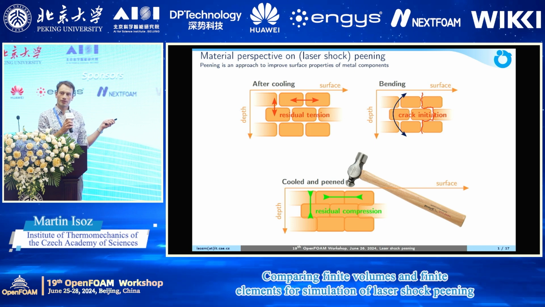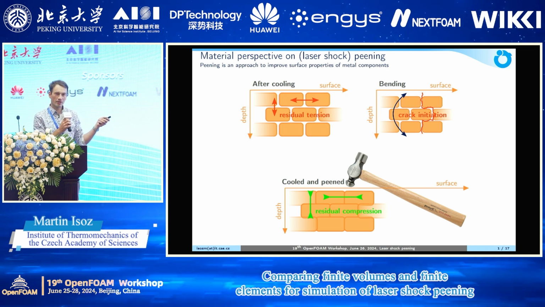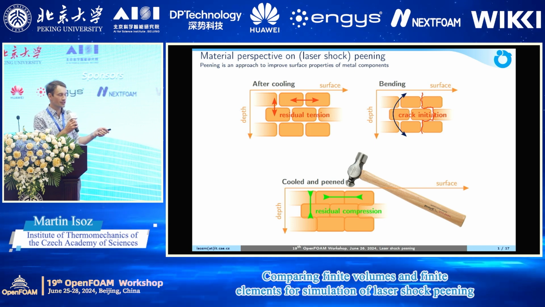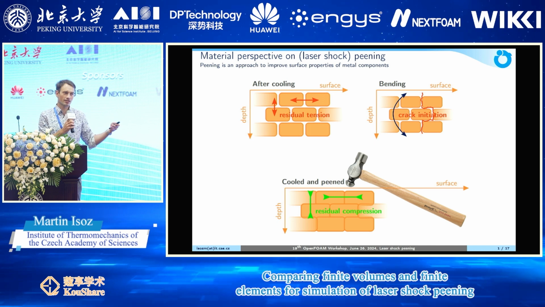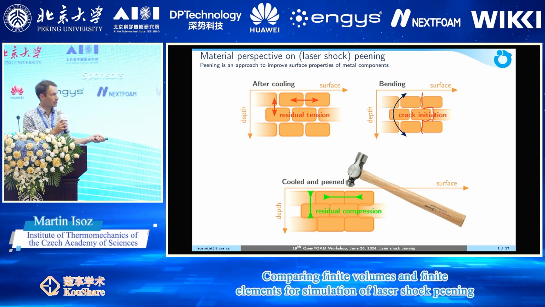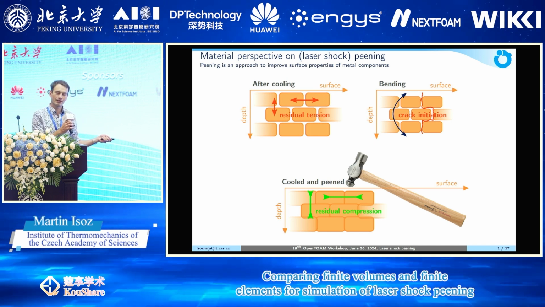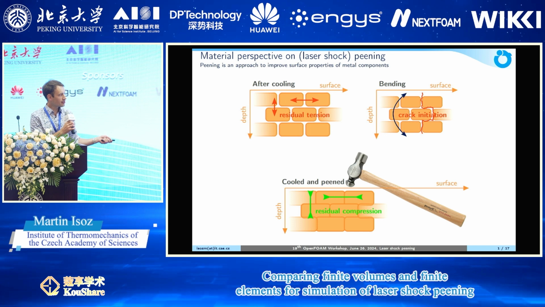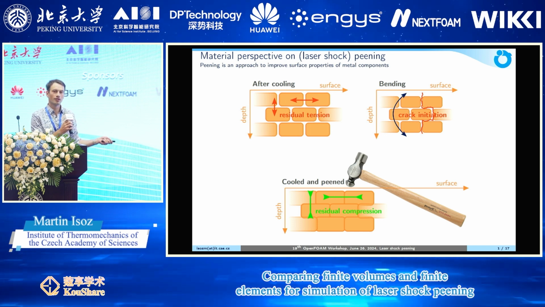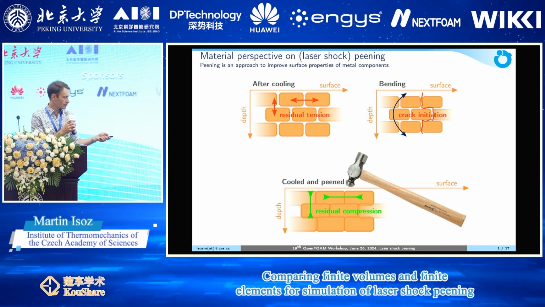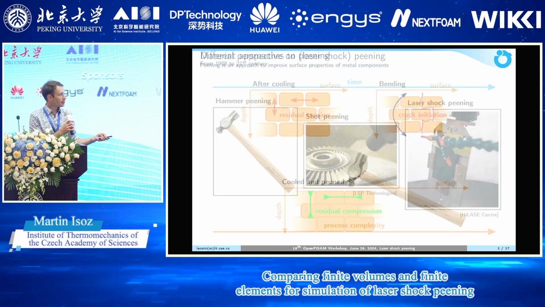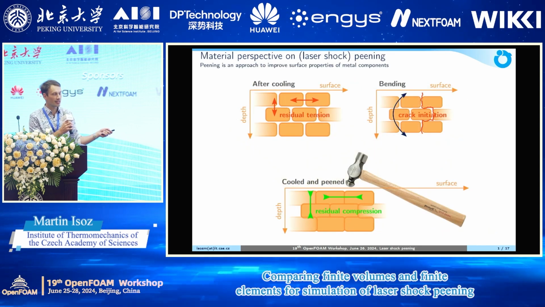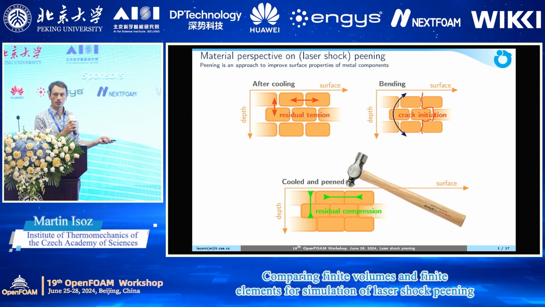Here we deal with something called peening, and we basically hit the material surface to generate plastic deformation and to flatten and compress the material grains. In the end, we want to have a residual compression close to the surface, because this residual compression disallows crack initiation. So that's the motivation here.